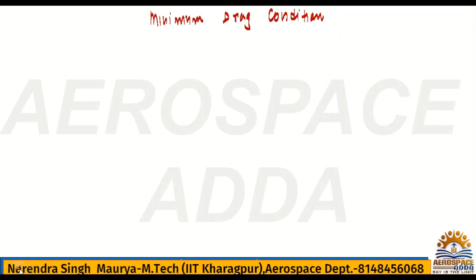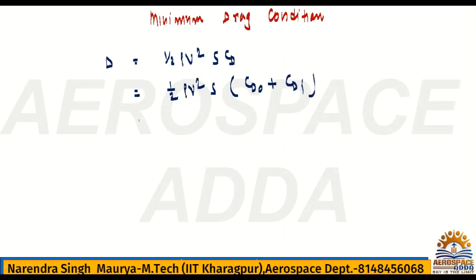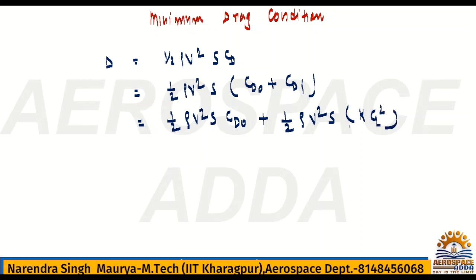Okay, we'll do this. So what is the drag? Drag is simple: we have half rho V square S into CD. What is this CD? I told you, CD naught plus CDI. Then you just break it: half rho V square S CD naught plus half rho V square S into CDI, and what is the CDI? It is K CL square.